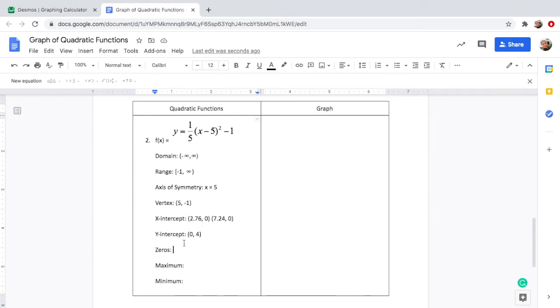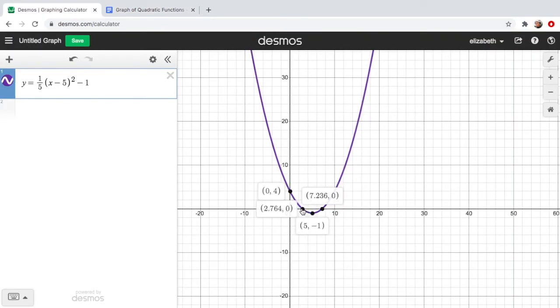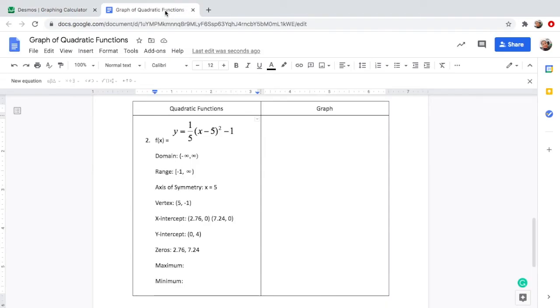So the zeros of the function are 2.76 and 7.24. So let's go to the graph. Here it's 2.76 and 7.24. So as you can see, using Desmos, your life is very easy.